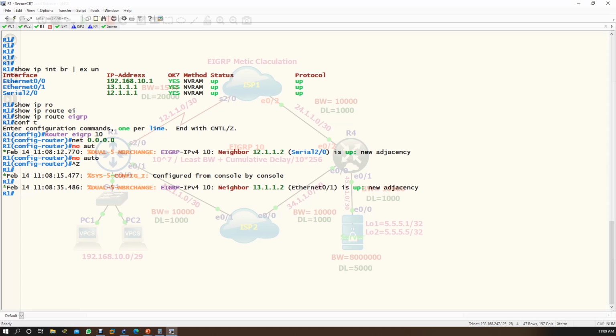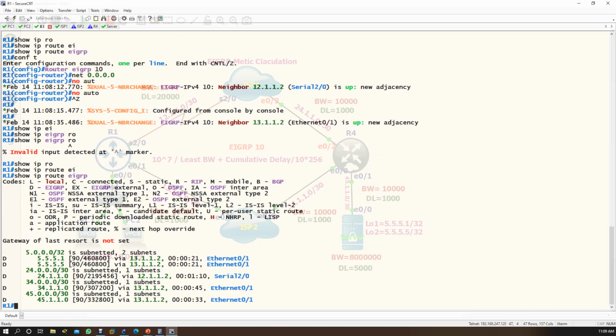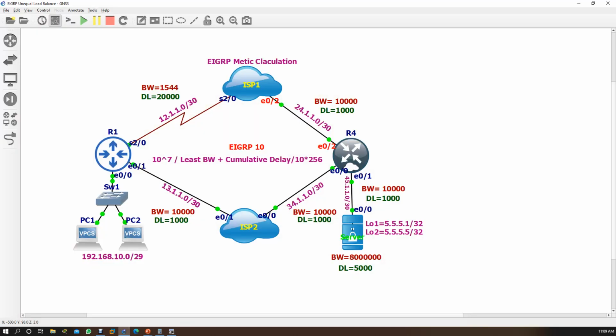so IP route EIGRP. So to reach these destinations, 5.1 and 5.5, I have only one path, which is 13. Can you see here, this 13, right? Why not this one? Why only this one, right?